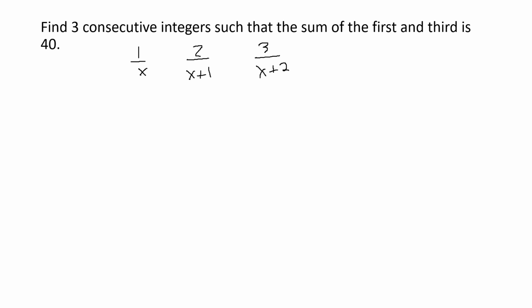Such that, this is the point that the problem starts, okay? Such that the sum of the first and third, sum means add, is 40. And then you're going to just solve this down for x. Some of these are going to get longer and a little bit longer and a little bit longer.